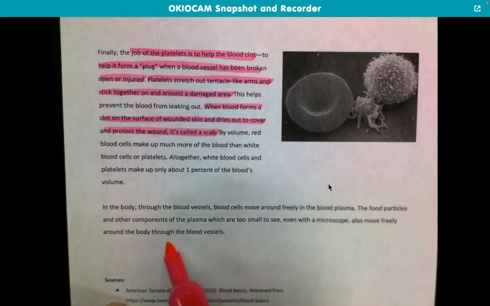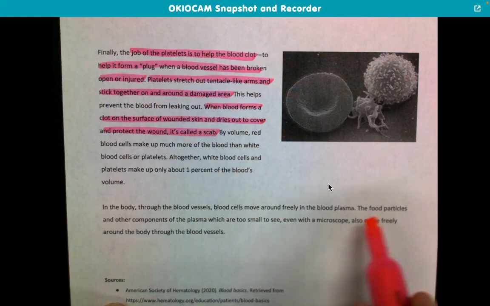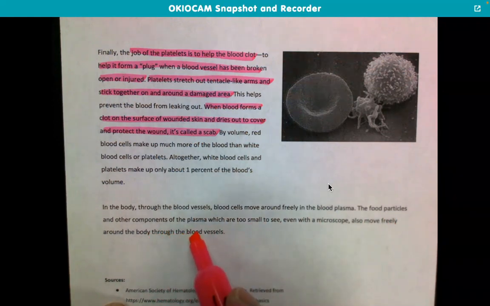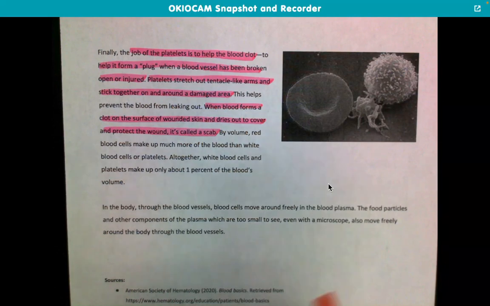Last paragraph. In the body, through the blood vessels, blood cells move around freely in the blood plasma. The food particles and other components of the plasma, which are too small to see, even with a microscope, also move freely around the body through the blood vessels. We didn't highlight anything there. What you want to do now is go on to page 17.